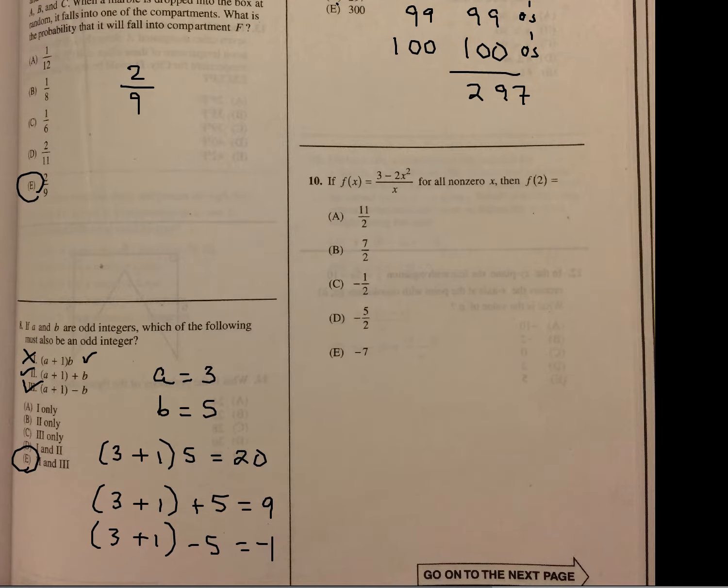This is actually a really simple function. You have f of x equals (3 minus 2x squared) over x. Function problems are just substitution problems. This value in the parentheses always stands for your x value. So for the x, we're going to put in the 2. So we get 3 minus 2 times 2 squared over 2. So we're going to get 3 minus 4 times 2 is 8 over 2. And we get -5 halves. And there we go.